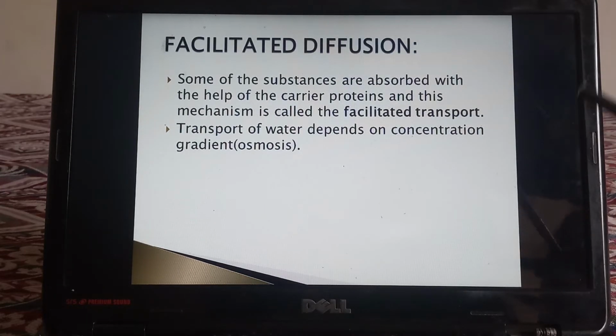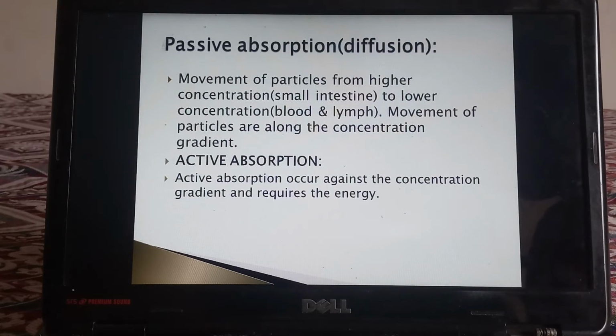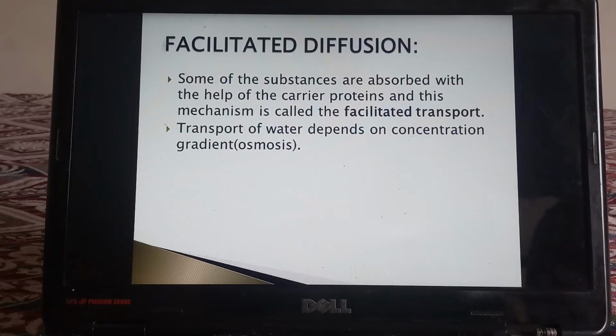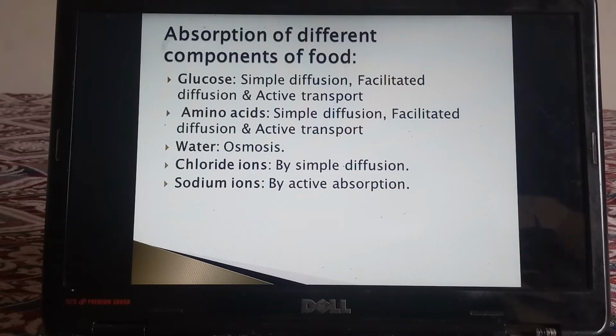So this mechanism is called facilitated diffusion. Then the next one is the transport of water, which also depends upon the concentration gradient. We know that water is transported through the process of osmosis, that is from higher to lower concentration through a semi-permeable membrane. So these are the basic ways through which the different materials are absorbed: passive absorption, active absorption and facilitated diffusion.